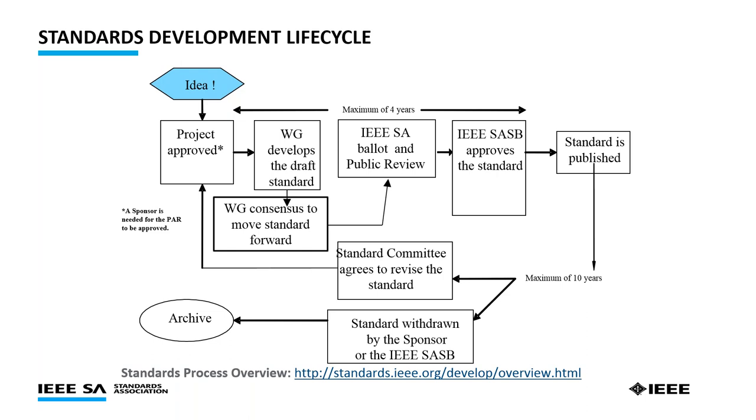You can see here, it says from project approved to IEEE SA approves the standard, it's a maximum of 4 years, which is actually the approved life cycle for a PAR, for an approved Project Authorization Request. So once you get a PAR approved, the PAR has a 4-year life cycle. You need to finish your work within the 4 years. But in some cases, you can request an extension, like 1 or 2 years, but no more than 8 years in total.